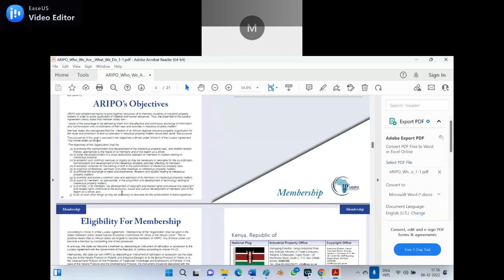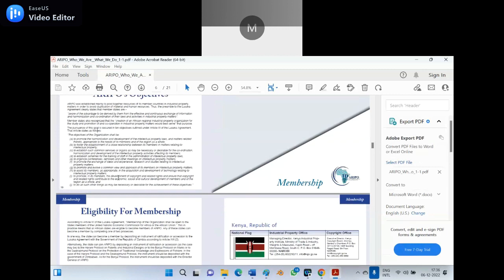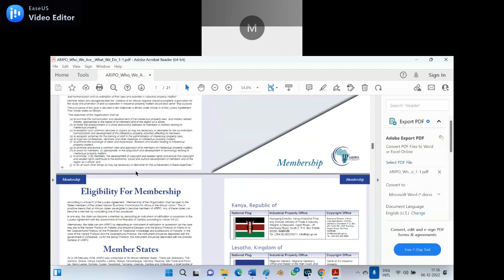The pursuance of this goal is secured in 10 objectives outlined under Article 3 of the Lusaka Agreement. Those articles are stated as follows. What are the articles which are stated as follows? Let us go one by one. If the time is up, we will continue in the next class.